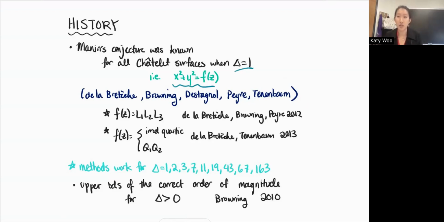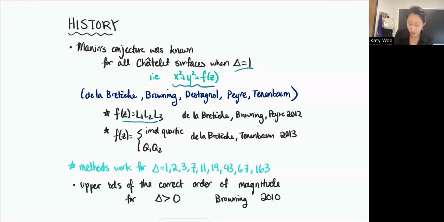I want to highlight two of the results. So the first one being when f is the product of three distinct linear factors. This is the case that Châtelet originally studied. And this was done by Delabartèche, Browning, and Pear in 2012. And it was a really important result because it was the first instance of Manin's conjecture for any Châtelet surface. And also introduced the use of the torsion method to count rational points and get asymptotics.